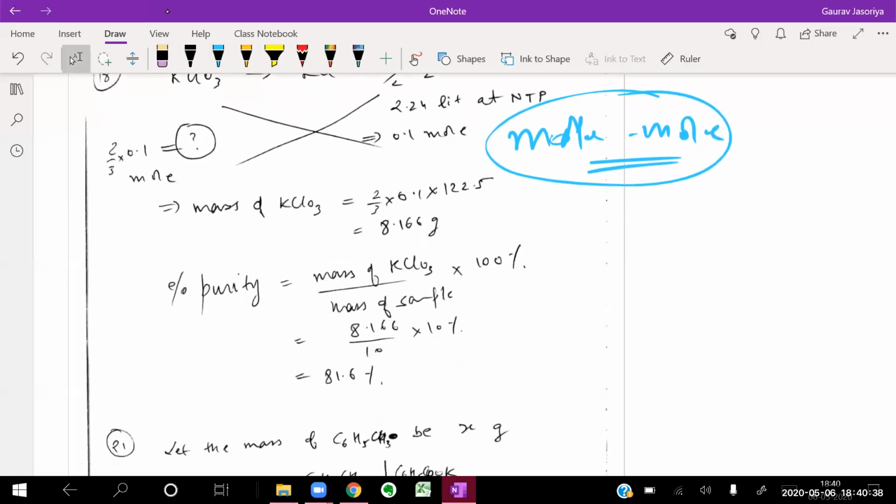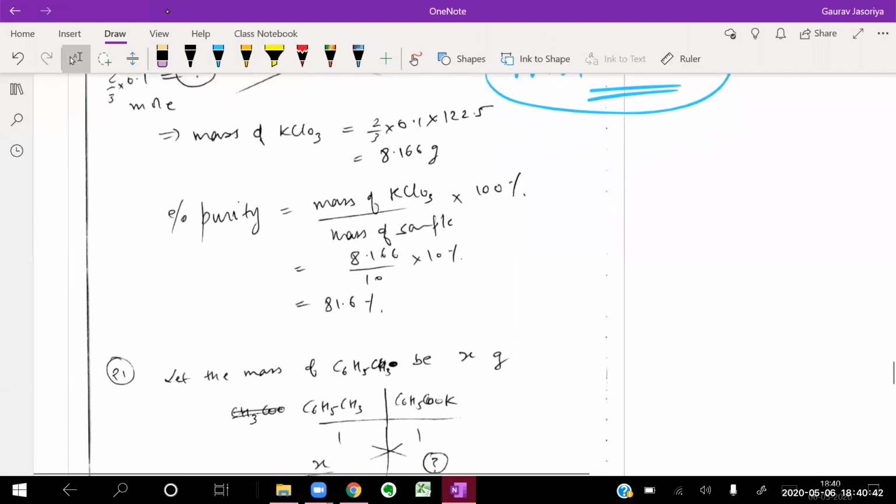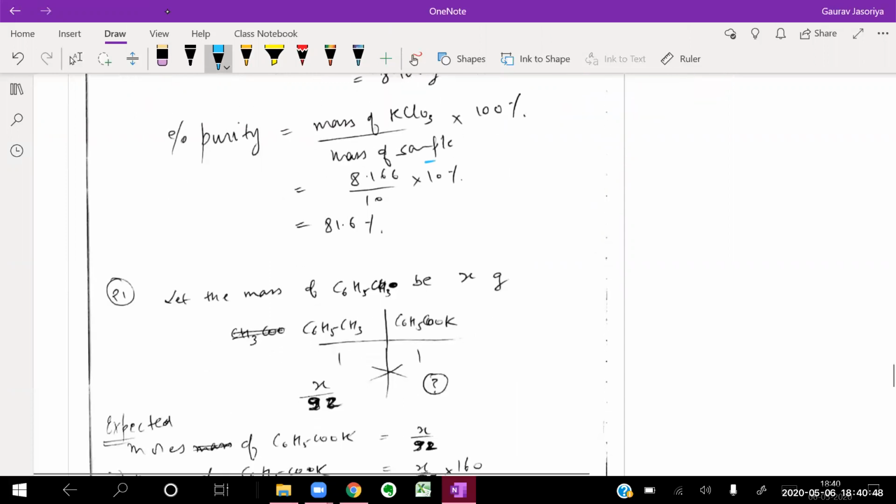Now based on that you calculate the mass of KClO3, and because percentage purity is asked, your formula is straightforward: mass of KClO4 upon mass of sample into 100%.